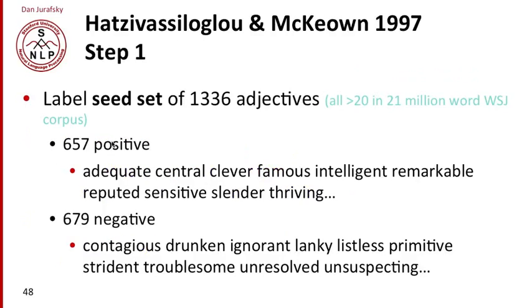They first labeled by hand a seed set of 1,300 adjectives. And so they had about a similar number of positive and negative adjectives, so central or clever or famous or thriving, and negative adjectives like ignorant or listless or unresolved.